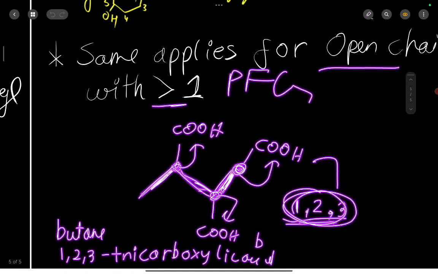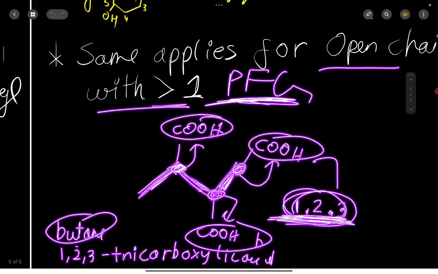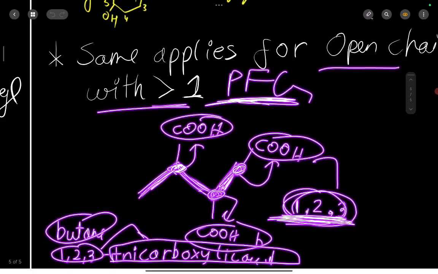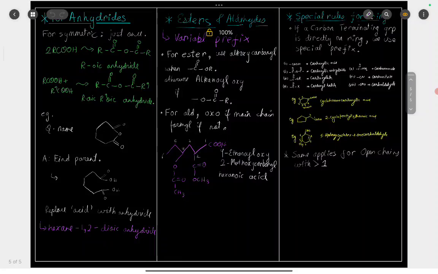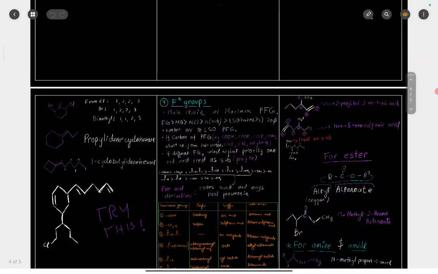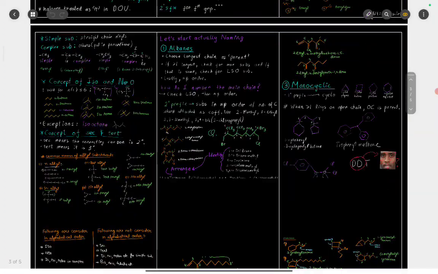Same applies for an open chain with more than one principal functional group, like this. At first, second and third positions, the carboxylic groups are there, so you write the main chain, and at those positions you add tricarboxylic acid, okay, which was the special prefix from earlier. So well, that was it. That was the entire IUPAC nomenclature revised for you at advanced level in very little time.